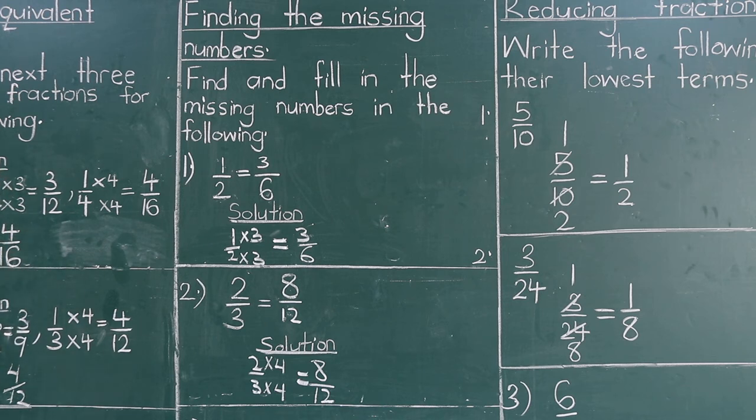So then we go to number 3. Filling the missing number. 2 out of 4, or 2/4, is equal to dash out of 12. So 4 times what to get 12?